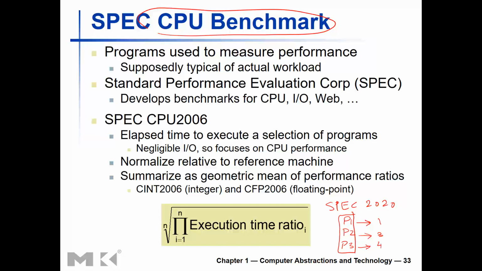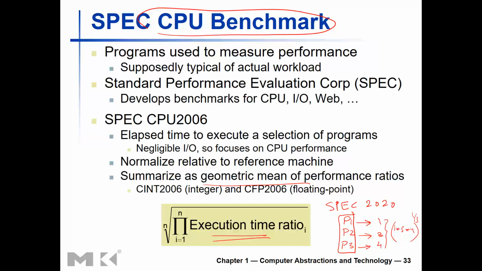The benchmark, SPEC, consists of these three. How can I get the final number? The final number is computed by this formula: in this case, I multiply 1 times 3 times 4, then I raise it to the power of one third. Why one third? Because I have three programs. So I multiply them. This is referred to as the geometric mean, and it is typically used to measure these types of performance ratios and give a weighted and fair average number.